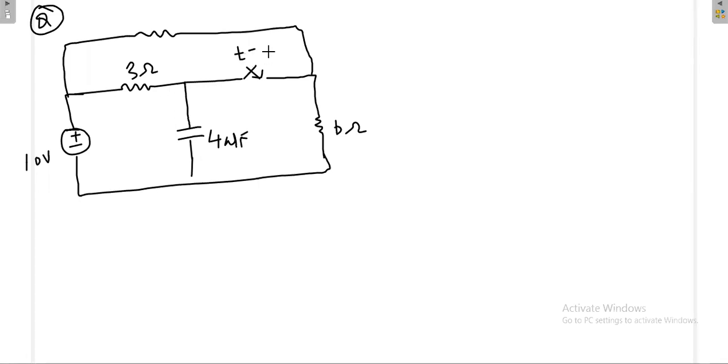At t is equal to 0, they are closing the switch. Then what is the time constant? Now the time constant is with respect to the capacitor. So you remove the capacitor first. Once you remove the capacitor, it looks like this.